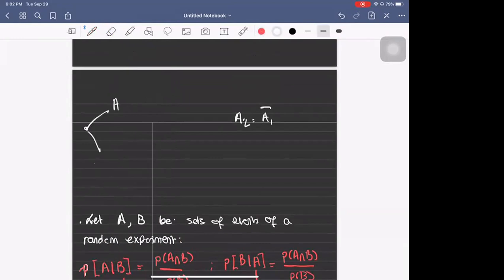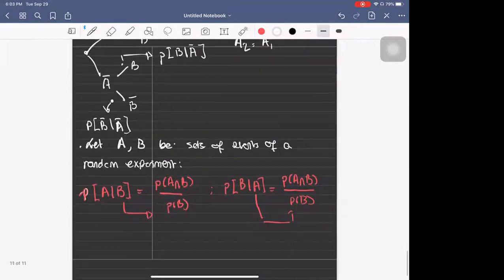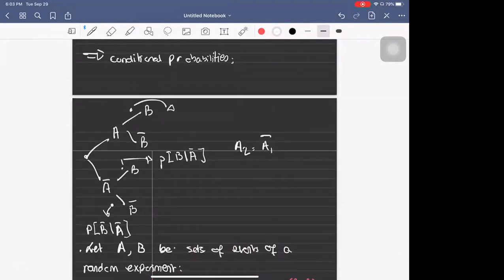So if we have A and A bar, the complement of A, and then B and B bar. That specific branch here is the probability that you get B bar given that A bar has happened. That specific branch here is the probability that B happens given that A bar has happened. Same here. But this is the probability of B given that A has happened, and here is the probability that B complement happens given A has happened.